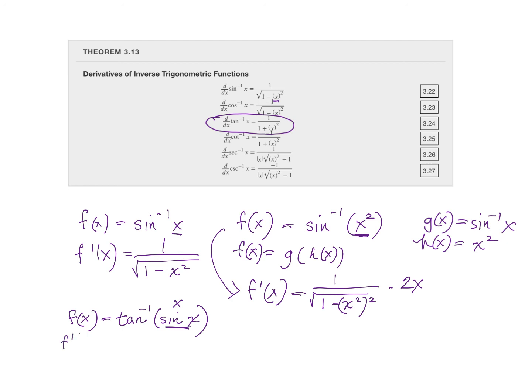So f prime of x is going to be equal to 1 over 1 plus, and whatever is in the place of x. So in this case, it's sine of x. We're going to square it, and then times the derivative of sine of x, which is cosine of x. And that's the chain rule being applied there. And we can simplify that to cosine of x all over 1 plus sine of x quantity squared.